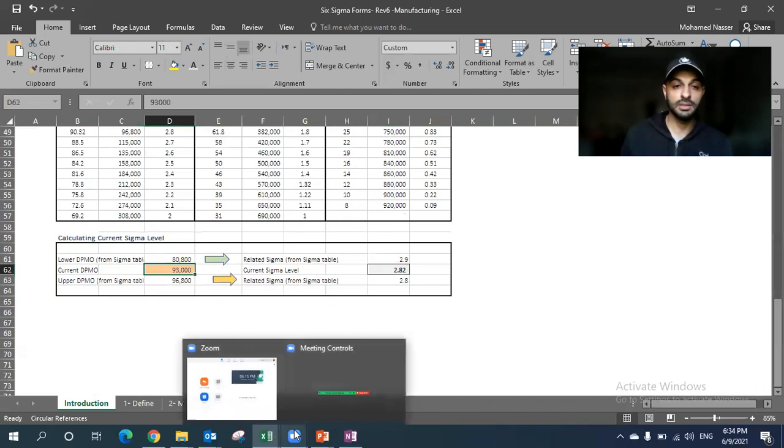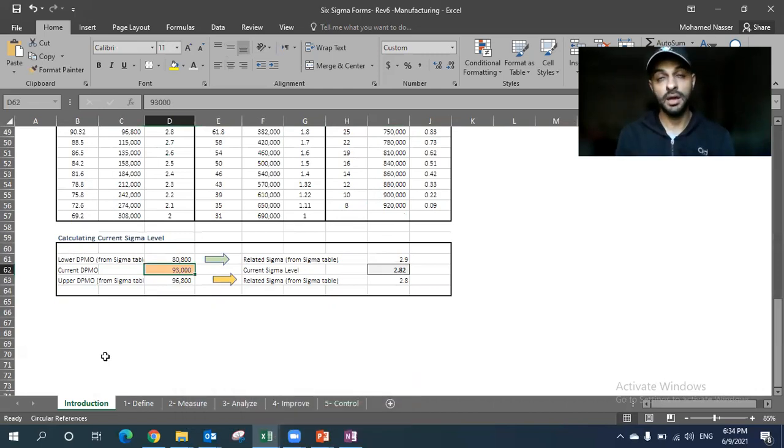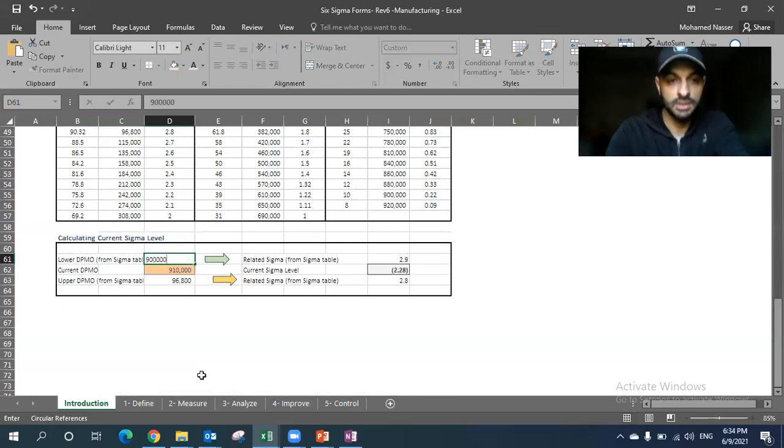So here you will write the target. What is the real number of defected items per million you have in your industry? So assume you have 910,000, okay? This is what we have. Then you write here your current DPMO and you write here the upper and lower. Which means, what are the lower and upper defected items? From this table, below 910 is 900, yeah? And above 910 is 920. So you are working in between these. So what you will do here is write 900,000 and write here 920,000.